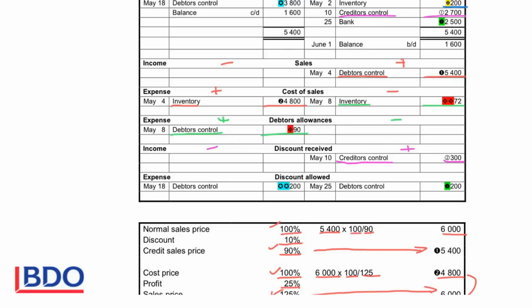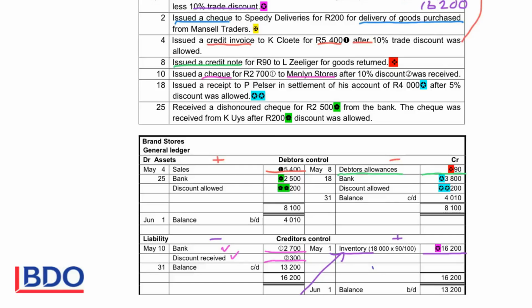Don't make the mistake of writing the word bank here, because this 300 did not go through the bank. Issued a receipt to P. Pelser in settlement of an account of 4,000 after a 5% discount was allowed. First of all, we received money, so the money must be recorded in the bank. P. Pelser is a debtor. He will owe us less money, so his account will be credited. We don't receive the full 4,000.